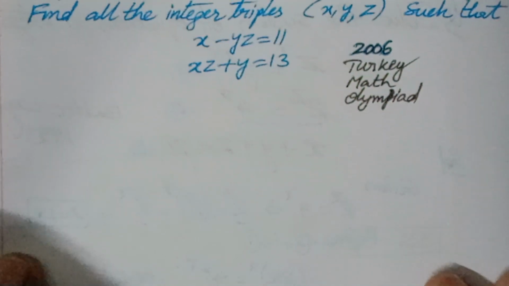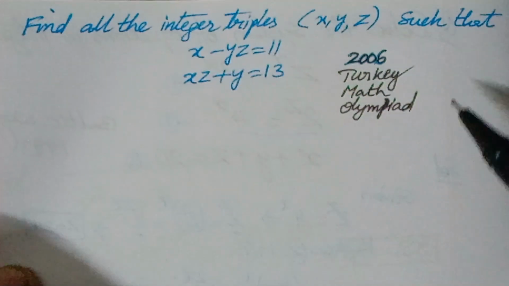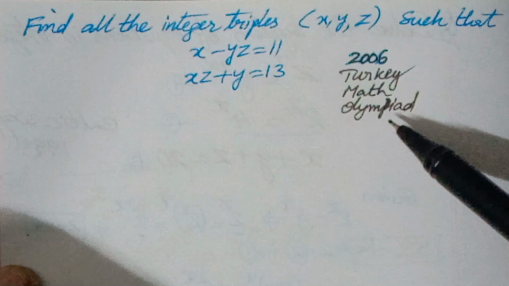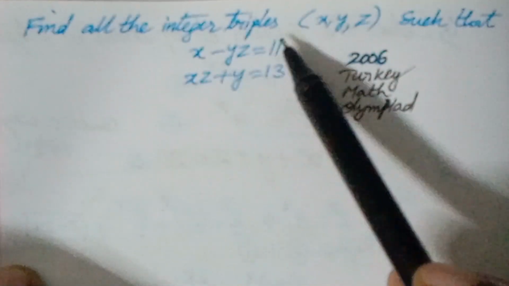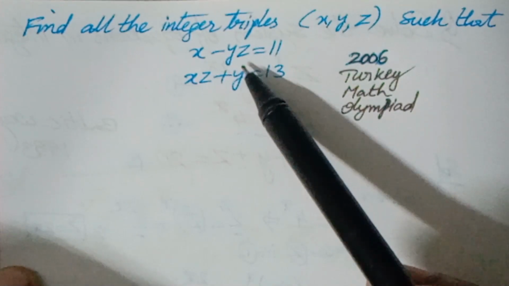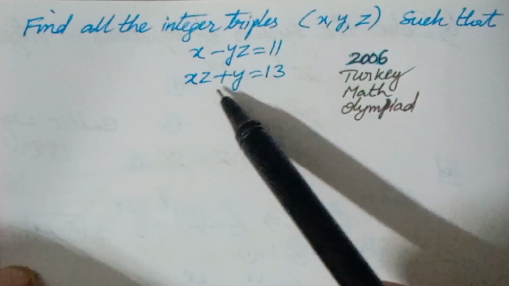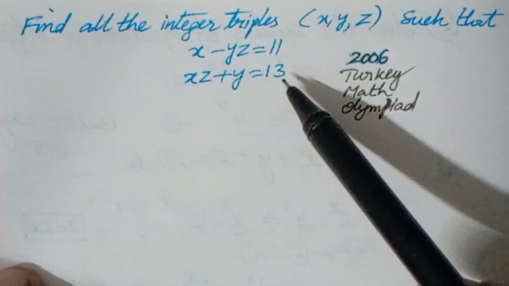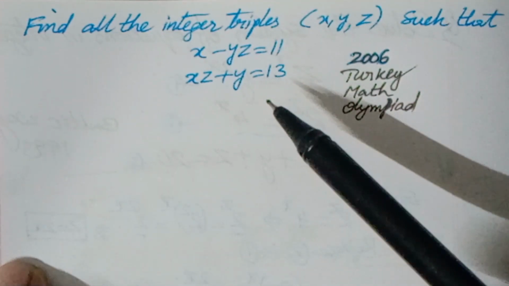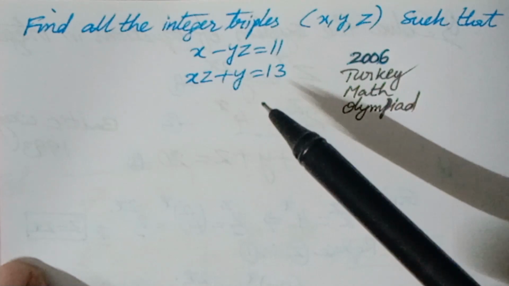Today we are going to see one question from the 2006 Turkey Olympiad. The question is: find all the integer triples x, y, z such that x minus yz is equal to 11 and xz plus y is equal to 13. I personally find this question to be very interesting and hope you like it.